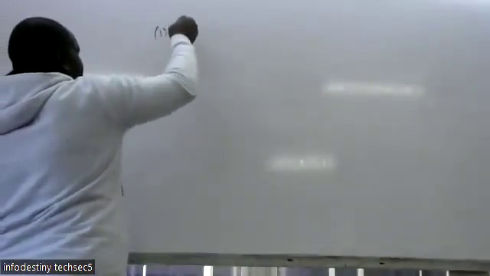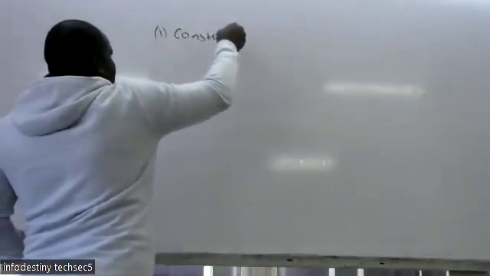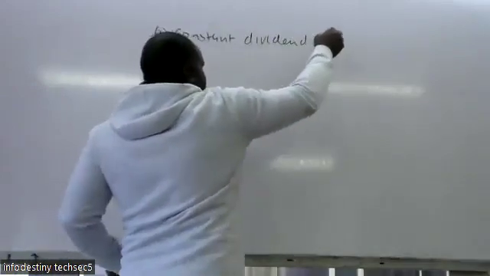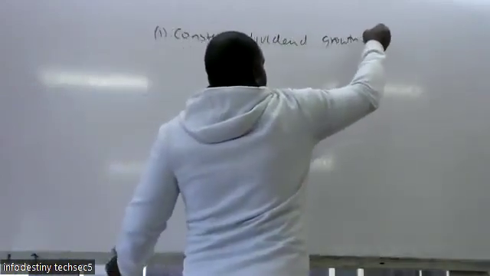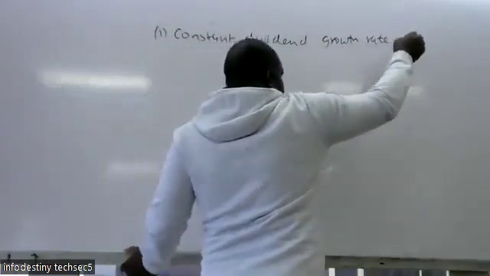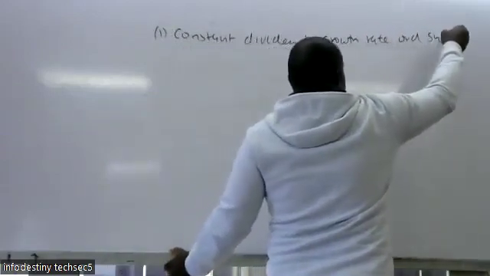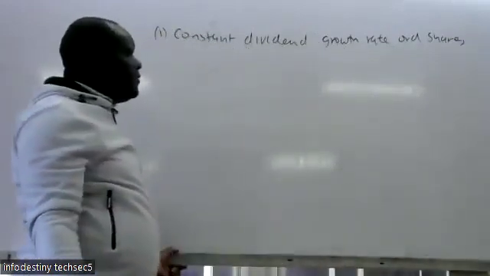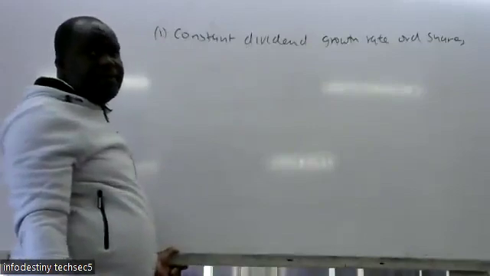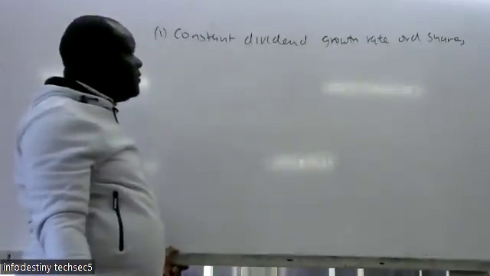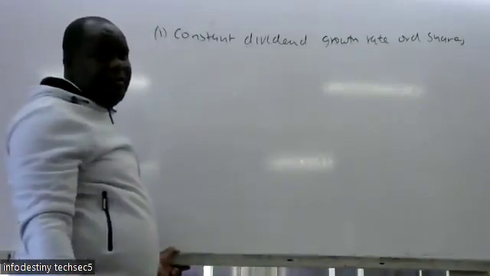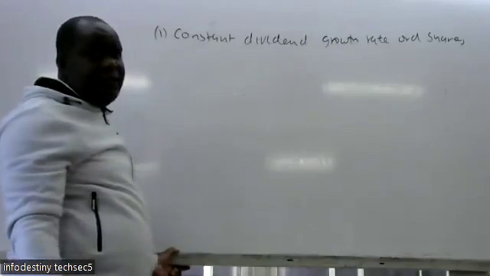So the first one will be constant dividend growth rate ordinary share. Under that, I will simply give you the formula on how to get the value for the share.